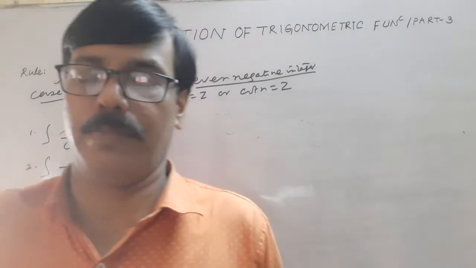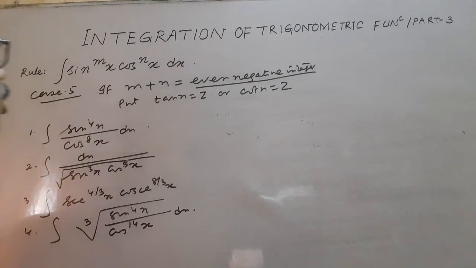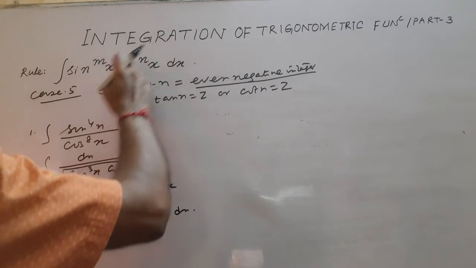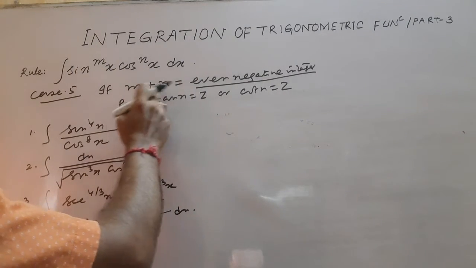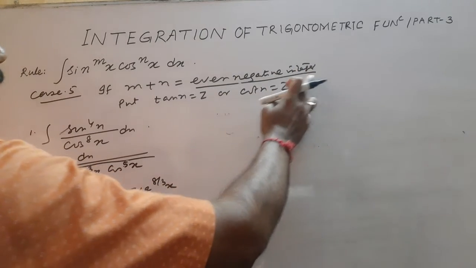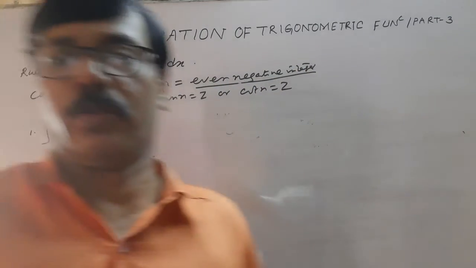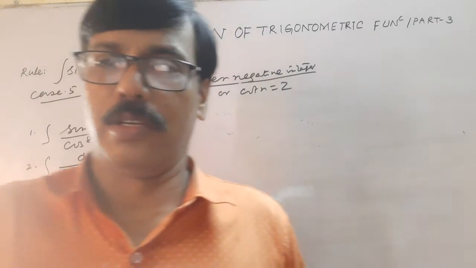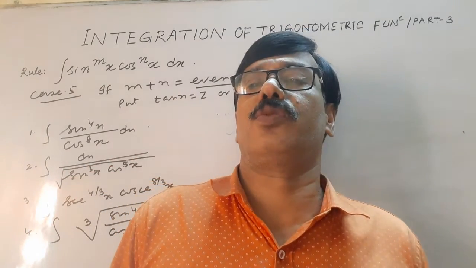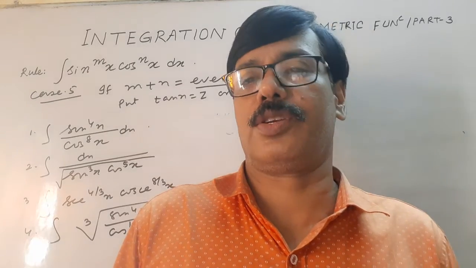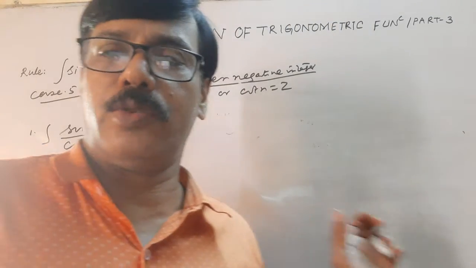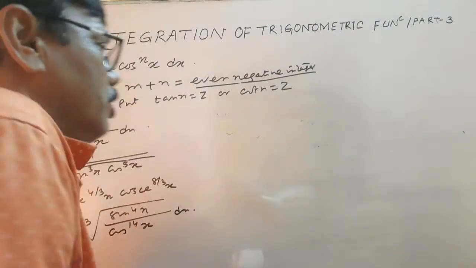Now case 5: sin to the power m x, cos to the power n x dx, where m plus n is an even negative integer. Put tan x equals z or cot x equals z. Our main aim is to put the integrand in standard form, and that is why we are using this transformation.